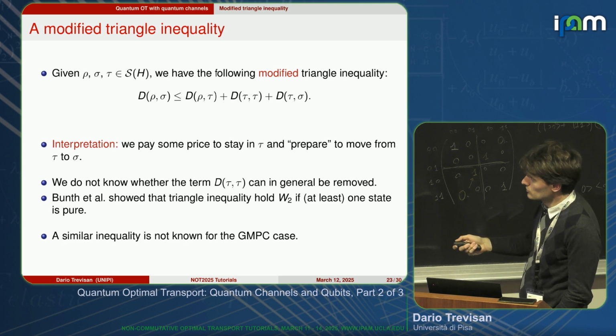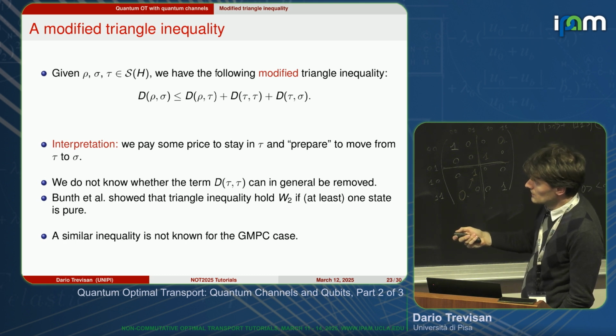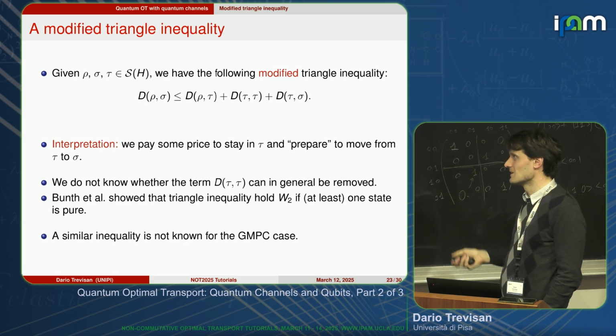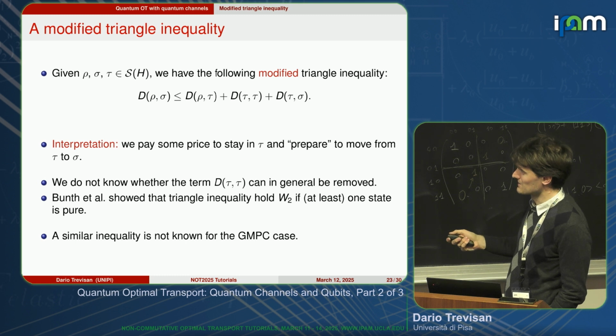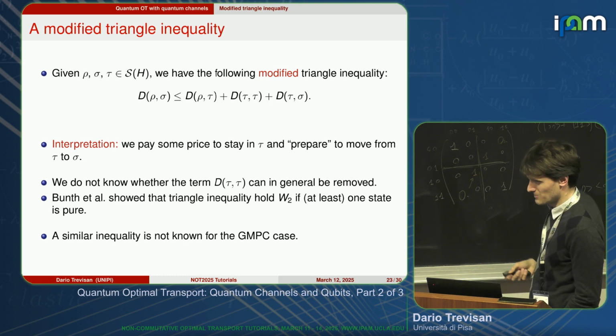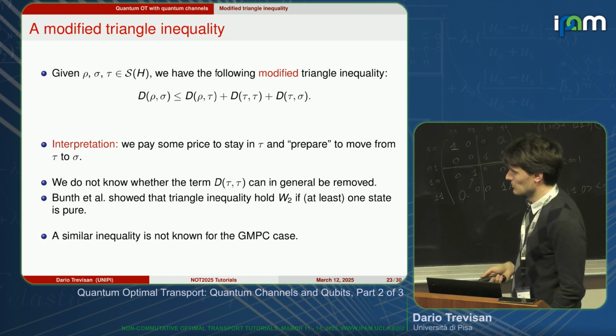And so if you want to move from sigma to rho, you would just take an optimal channel from rho to tau, and then a channel from tau to sigma, and then do the composition. This gives you a channel from rho to sigma, okay? Now, you only need to work out all the math, and it turns out that there is this extra term which appears, okay? So far, we're not able to remove it.